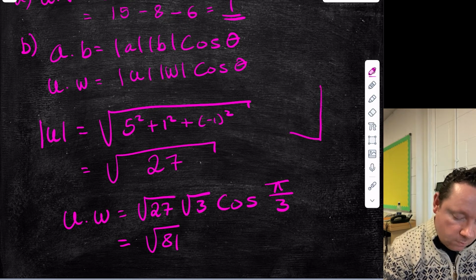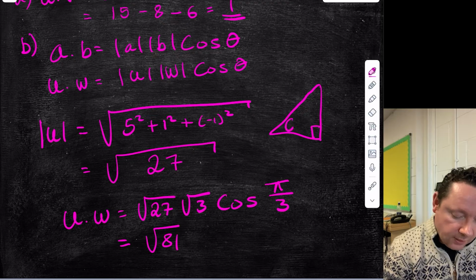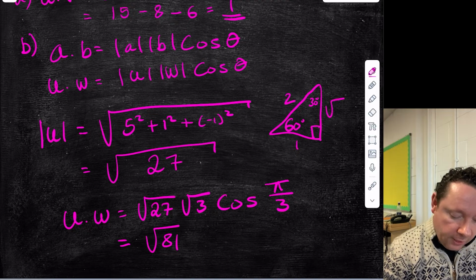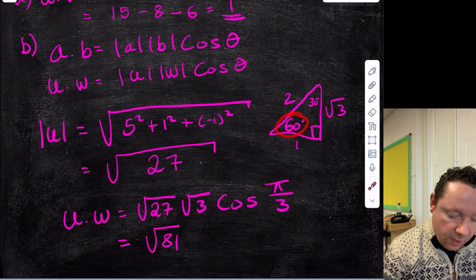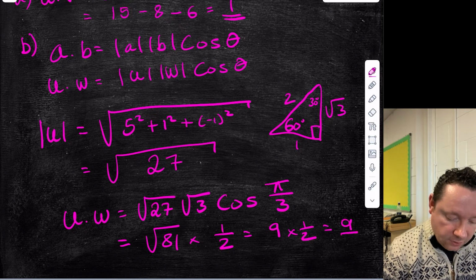I always think in degrees, personally. 180 divided by 3 is 60. So this gives me my exact value triangle of 60 and 30 degrees, and we've got 2, 1, and root 3. So we're looking for the cos of 60, that is adjacent over hypotenuse. So that's a half. So that's root 81 times 1/2. That's 9 times a half, or 9 halves.